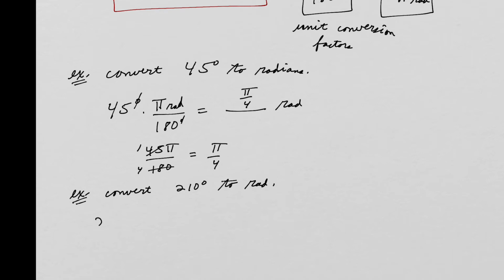Okay, so I start with 210. I need to multiply by pi over 180, so pi radians over 180 degrees. Notice that degrees will cancel. And let's see, it looks like 30 goes into both of these. So 30 will go into 210 7 times, and 30 will go into 180 6 times. So this is going to be 7 pi over 6 radians. And that would be the answer.